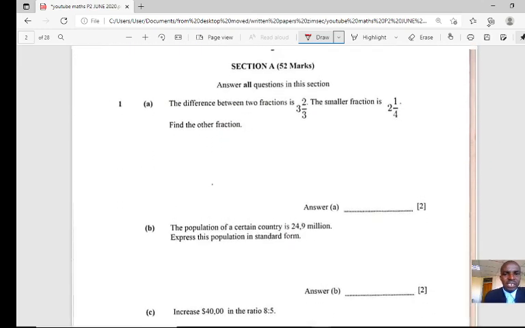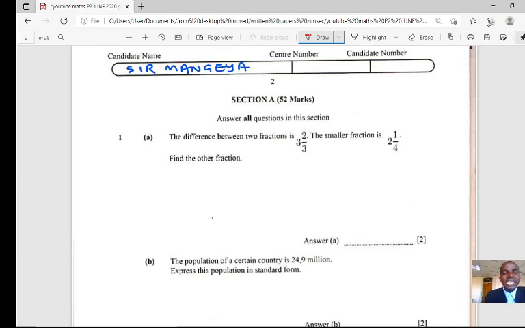Question number 1 is on your screen. It reads, the difference between two fractions is 3 2/3. The smaller fraction is 2 1/4. Find the other fraction. So these are more like word problems. We are given the difference between the two fractions and we are given the smaller fraction, which means what we don't have is the bigger fraction, the one that we have to find. So we have to call that one by any letter of the alphabet. In this case, I prefer to use the common one, X.